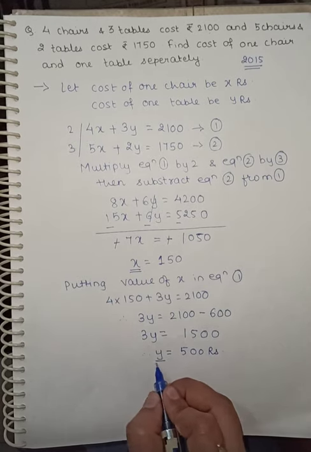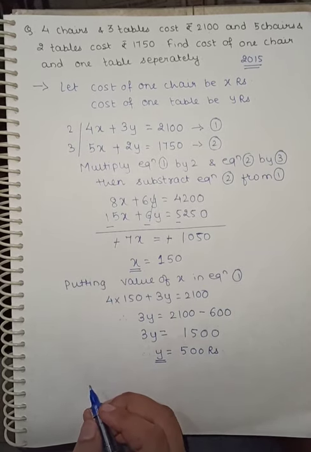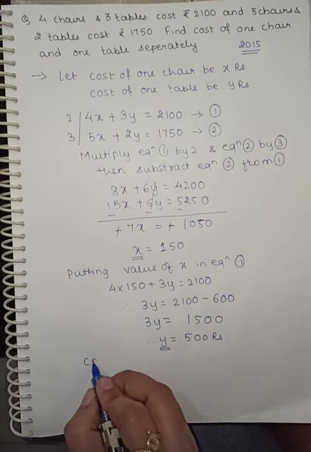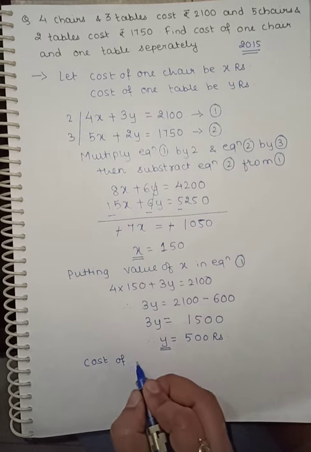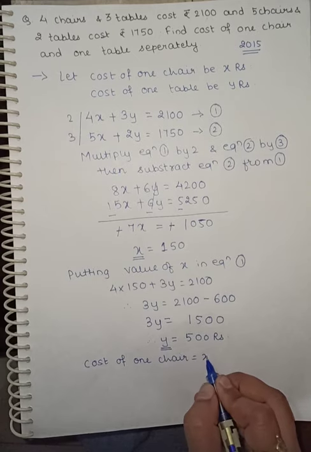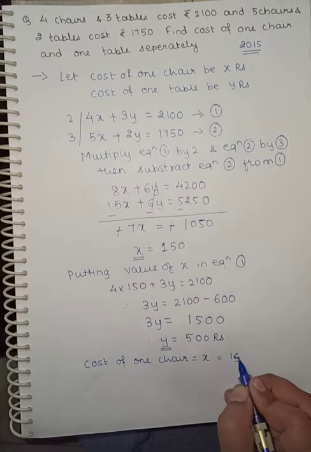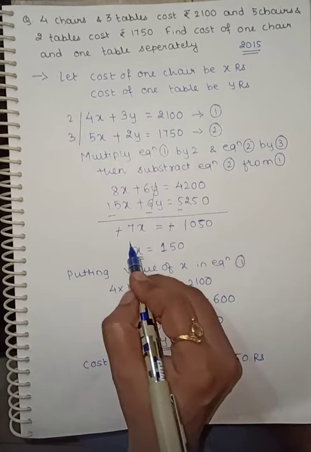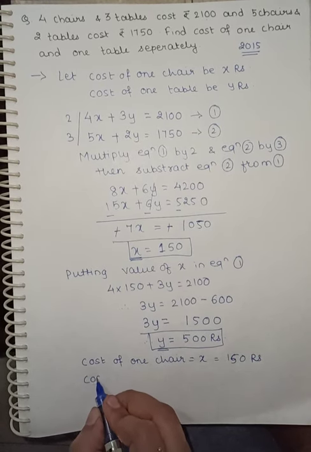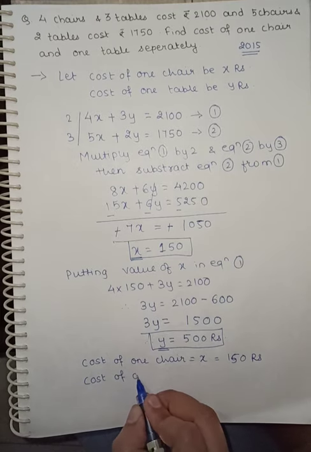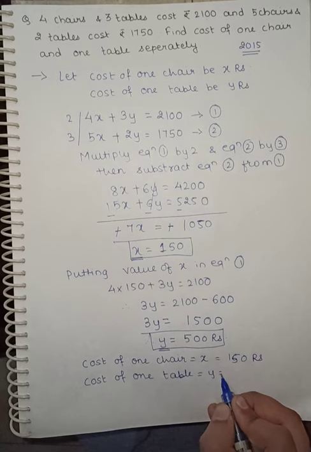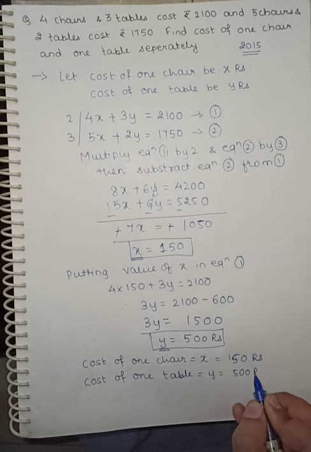Okay, now what is your y? Y is your cost of one table. So at the end you will write down whatever your variables, whatever you have considered. Therefore cost of one chair, which is equal to x, is 150 rupees, and cost of one table, which is equal to y, is 500 rupees.